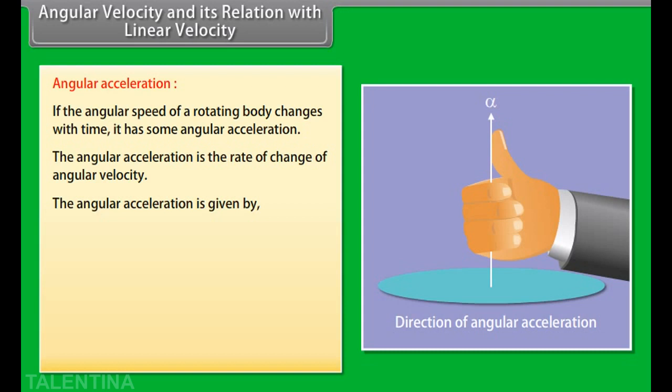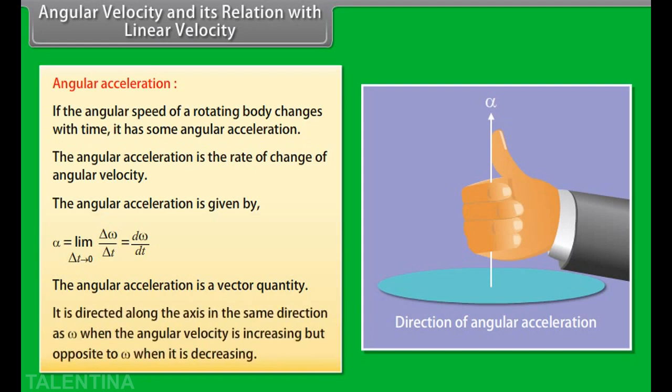The angular acceleration is given by alpha, which is equal to the limit as delta t tends to 0 of delta omega upon delta t, which is equal to d omega by dt. The angular acceleration is a vector quantity. It is directed along the axis in the same direction as omega when the angular velocity is increasing, but opposite to omega when it is decreasing.